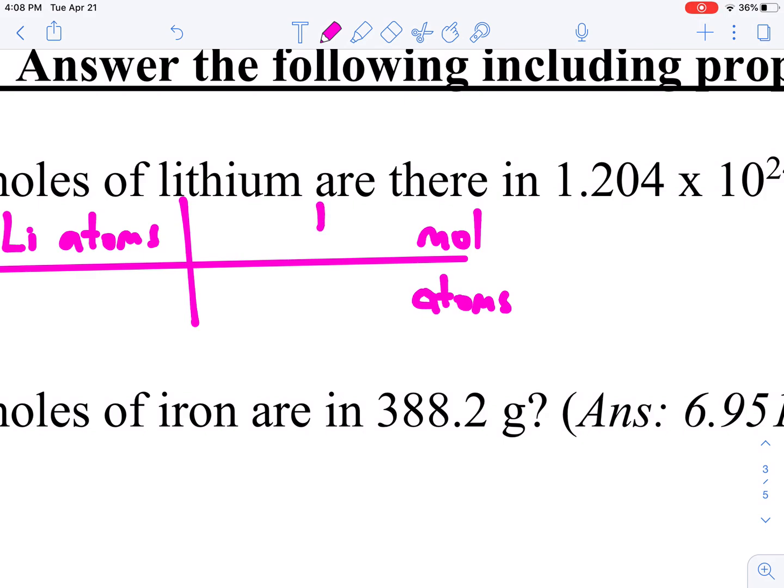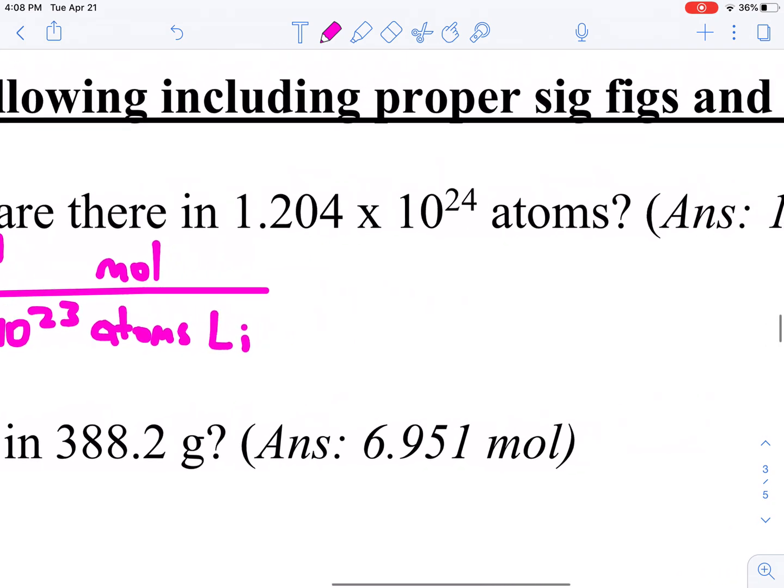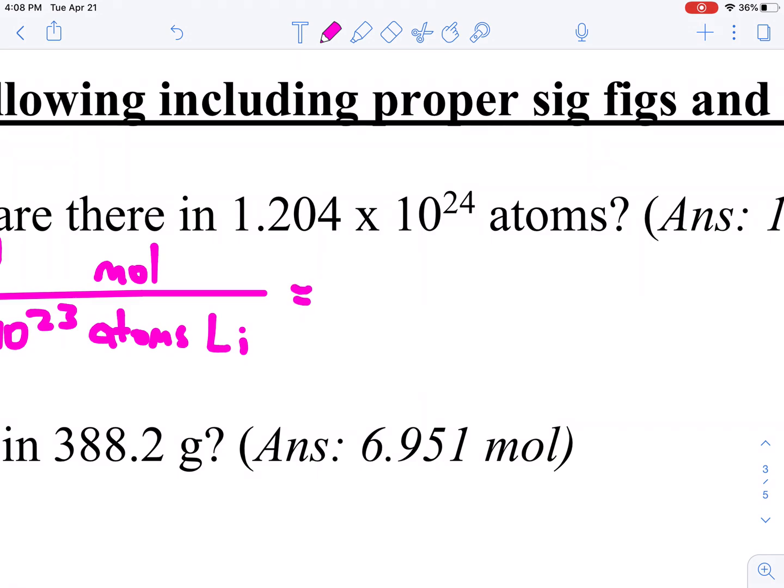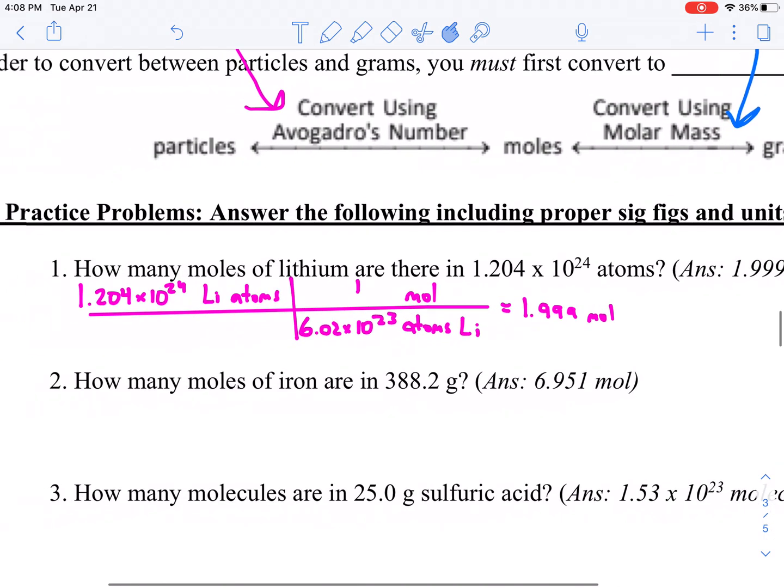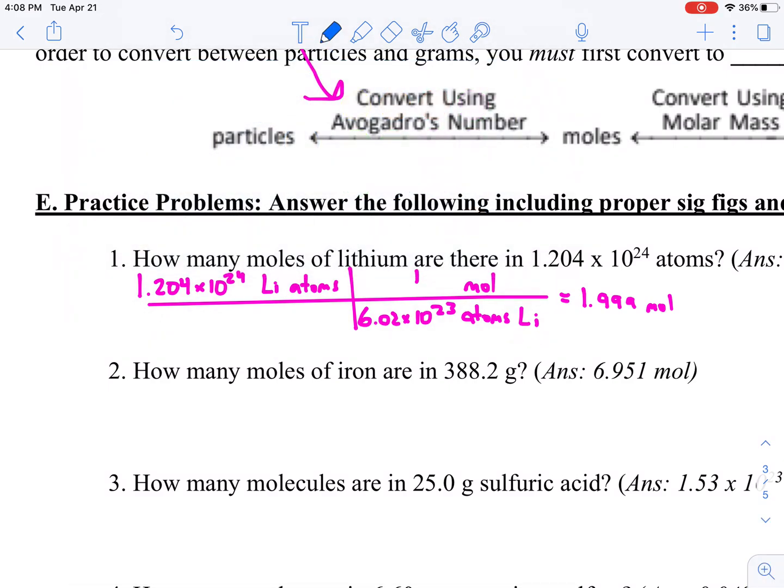So in 1 mole of anything, there are 6.02 times 10 to the 23rd power, and in this case, that is atoms of lithium. So if you do this math, you will end up with 1.999 moles. You'll notice a few things. You'll notice that our units canceled, so lithium atoms went away. You'll also notice that we started with 4 sig figs, and we end with 4 sig figs, so we're good to go.